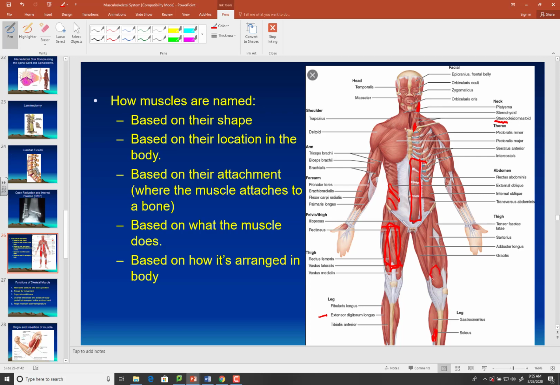The vastus medialis, right? The vastus medialis is closer to the midline. Vastus lateralis, farther away from the midline. So that's how muscles are named.